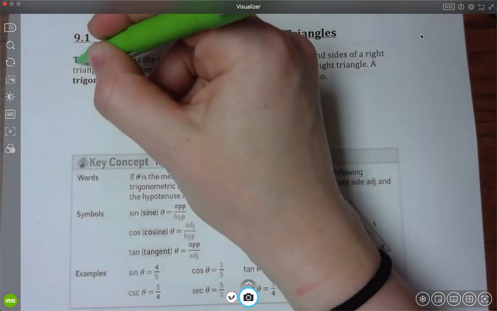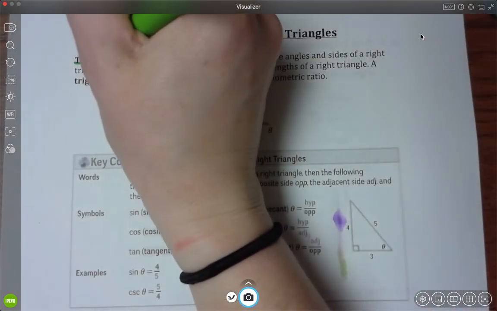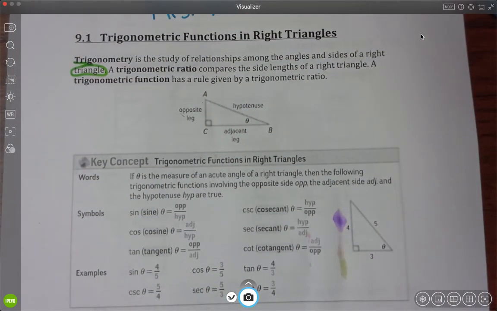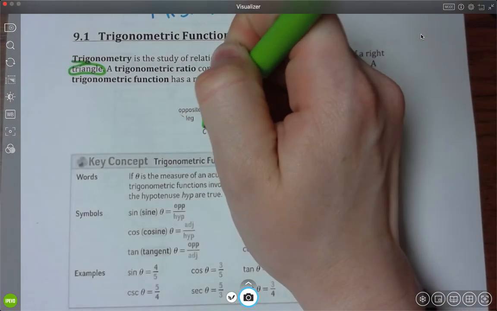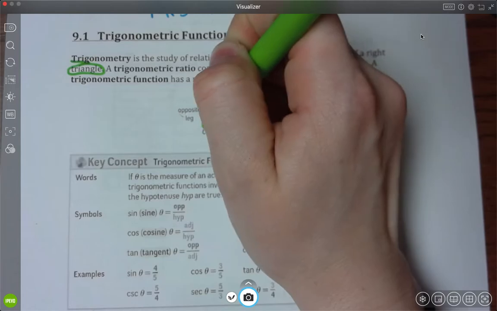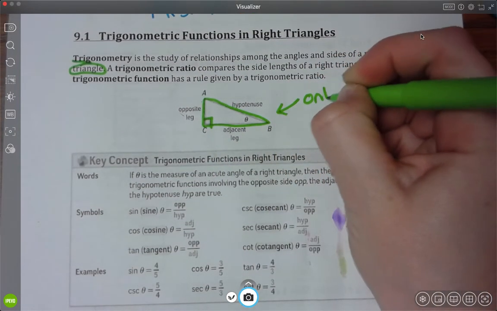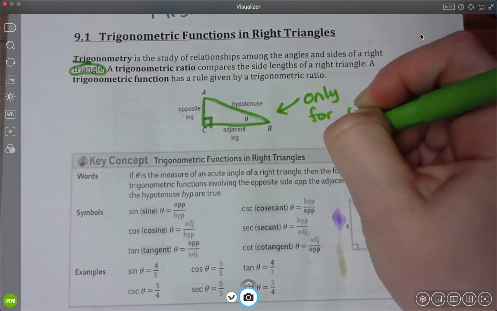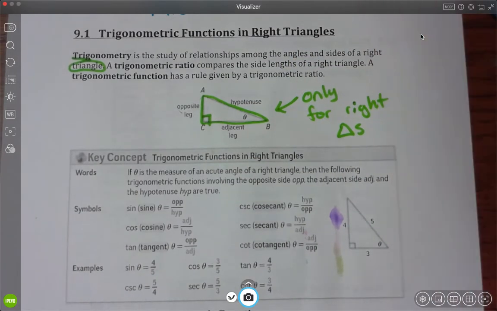The root word of trig is studying triangles. That's what we're analyzing here, and more specifically, we're going to be talking about right triangles. What I'm about to teach you will only work if we have a right triangle. Only for right triangles. That's all we're going to be dealing with in this section, and probably in most of the sections of this chapter.